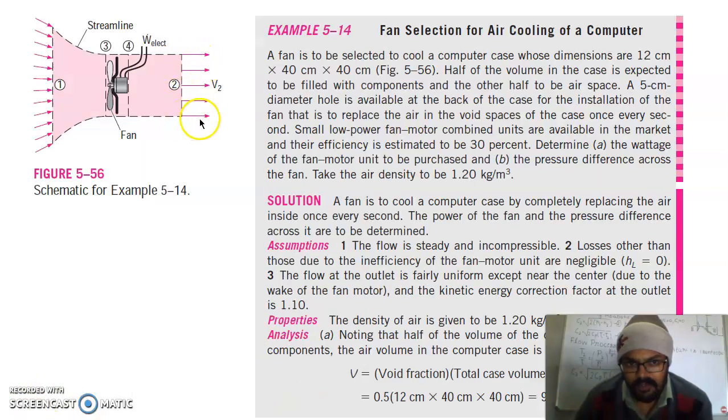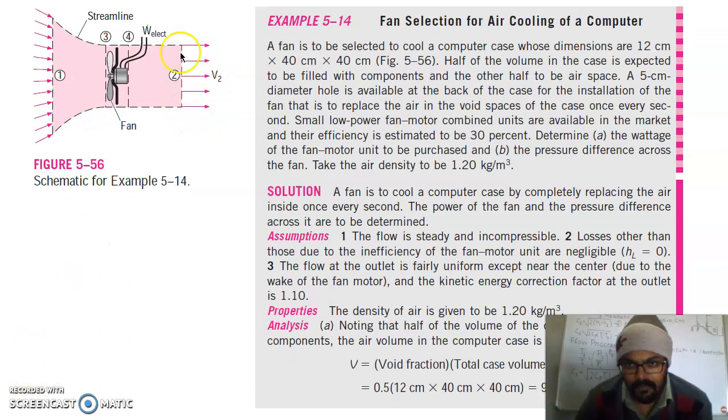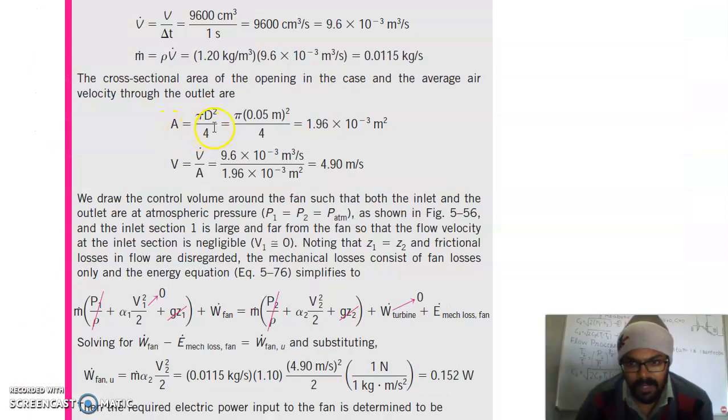Now we have to find velocity at outlet. Cross section area of outlet is given. Diameter of this hole is 5 cm. So area is equal to pi d square by 4, which is 1.96 into 10 to the power minus 3 meter square. And your velocity is equal to volume flow rate divided by area, which is 4.90 meter per second.